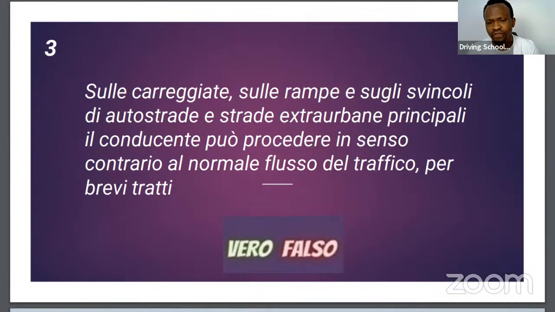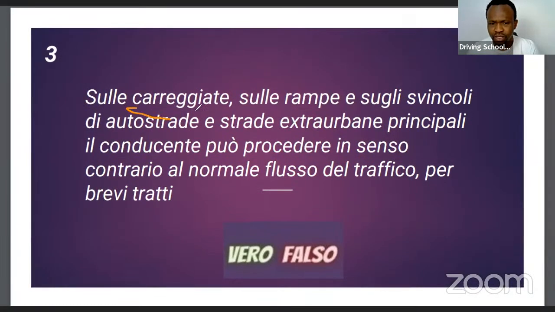Let us at first understand what is carreggiata, because the question is telling us that on the carriageway, on the ramp, on the interchange of this autostrada and also strada extraurbana principale, you can drive in the opposite direction for a very short distance. We first need to understand what is carreggiata, what is a ramp, and also what is interchange. This is svincoli. You understand?